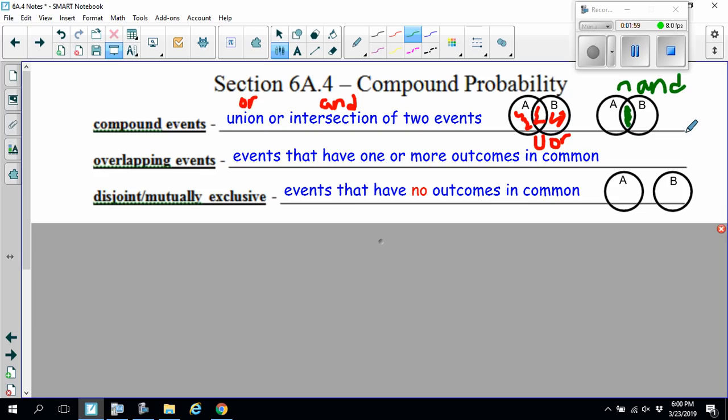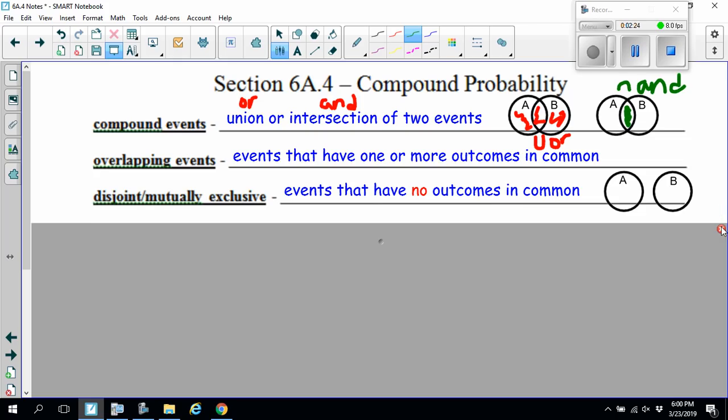And then lastly, disjoint or mutually exclusive. Now these are events that have no outcomes in common. Notice here that A and B, they are not intersecting each other. They are distant, so that means they don't have anything in common. So make sure you get these vocabulary words down. If you need to pause the video, make sure you do that so you can get all of this down.